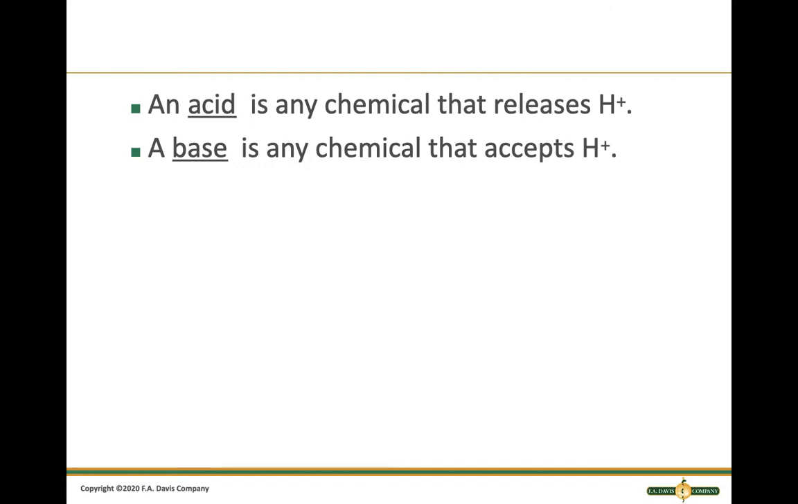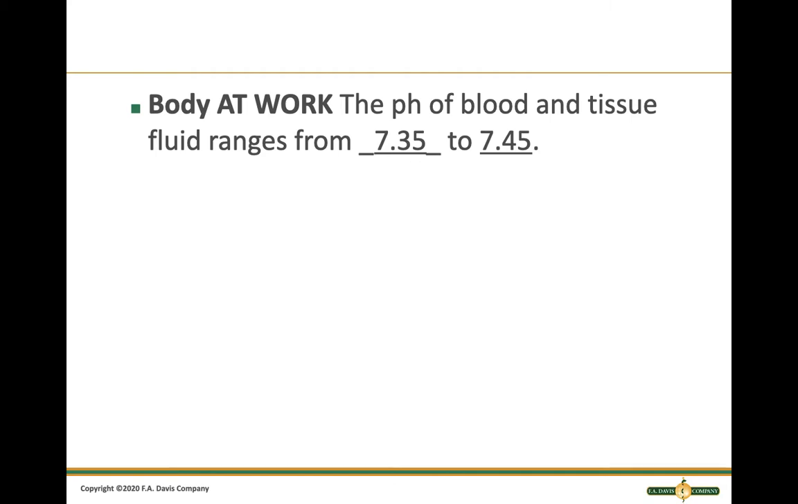So, just to review from chapter 2, an acid is any chemical that releases hydrogen ions, and a base is any chemical that accepts hydrogen ions. And from the body at work, the pH of blood and tissue fluid ranges from 7.35 to 7.45, so about 7.4. But again, it's going to vary throughout the day depending on what you eat or how you're breathing.